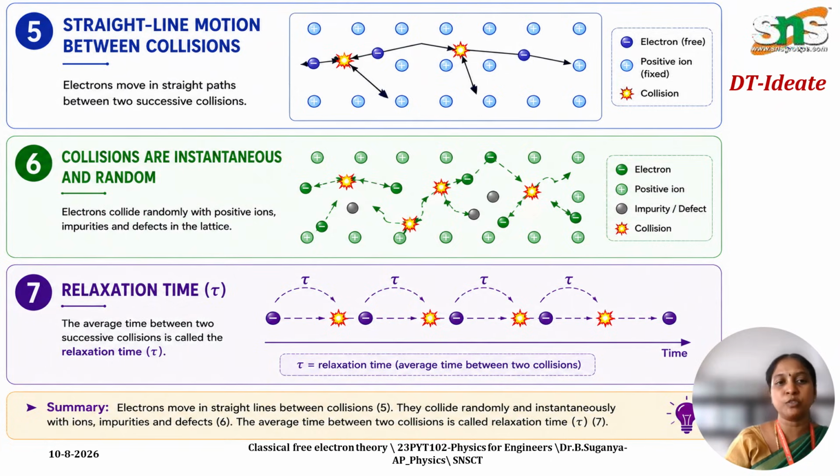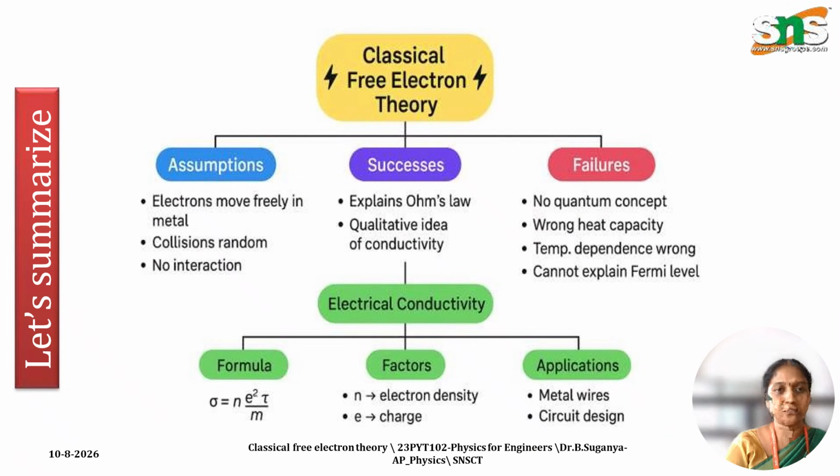Next is straight line motion between collisions. Electrons move in a straight line path between two successive collisions. Collisions are instantaneous and random. Electrons collide randomly with the positive ions, impurities, and defects in the lattice. Relaxation time: the average time between two successive collisions is called relaxation time.